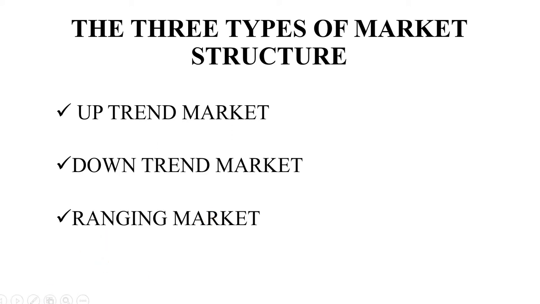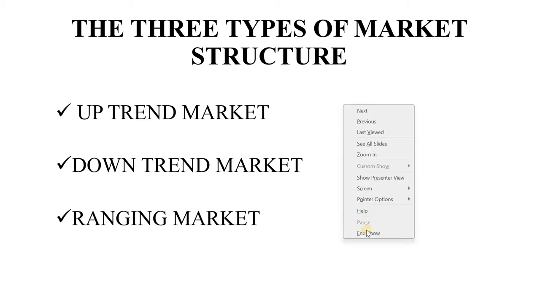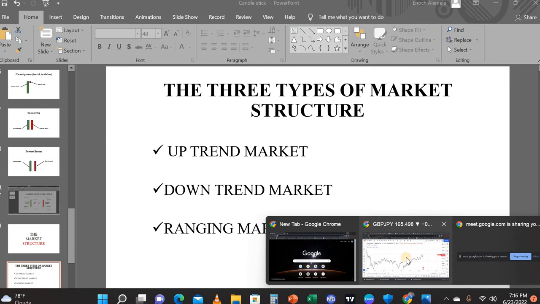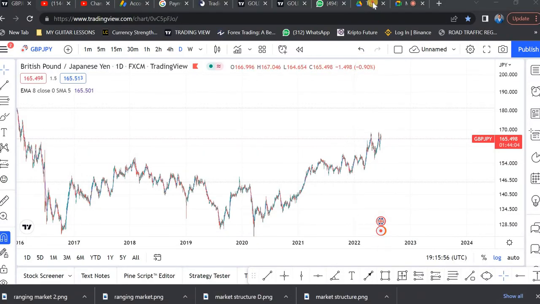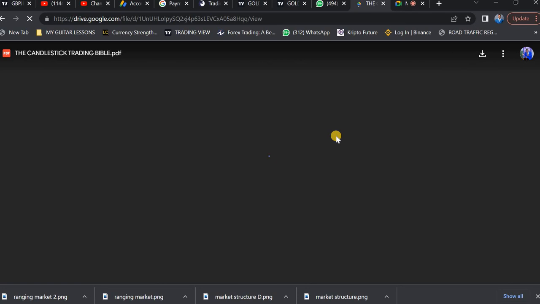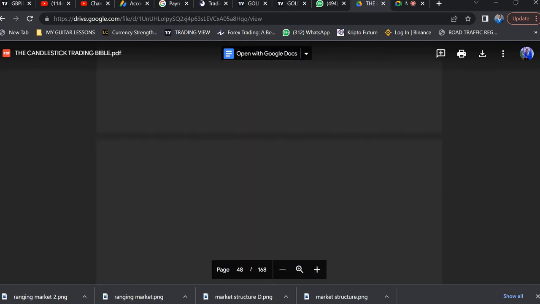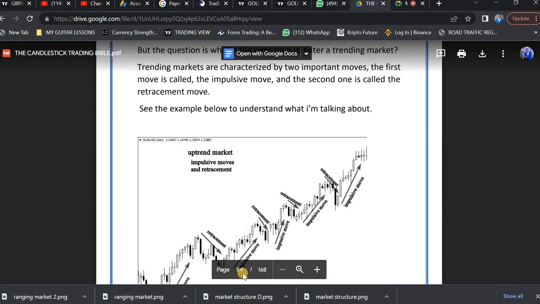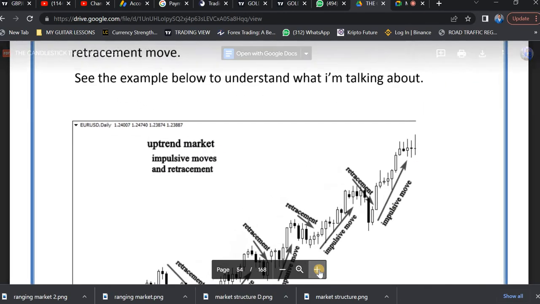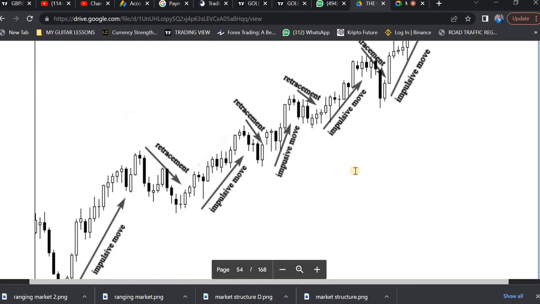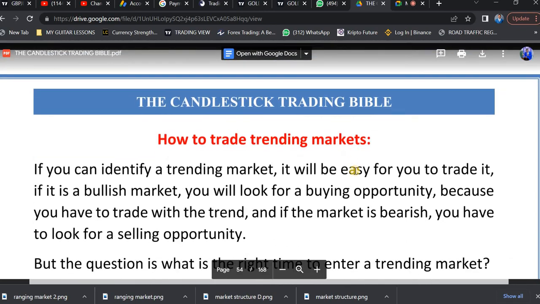Okay, so the next one, let me switch from here. This is the book I sent you, the Candlestick Trading Bible. This was the book I sent you. All right.